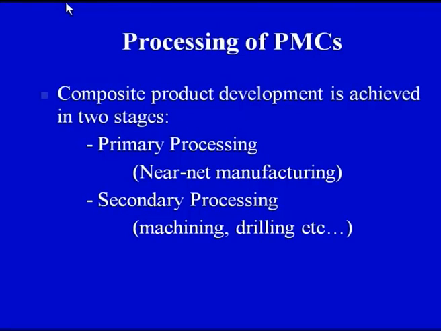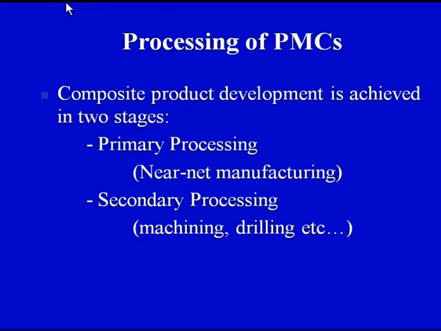So, let us now start our discussion on the classification of the processes or the classification of the primary processes for polymer matrix composites. Now, processing of polymer matrix composites can be broadly classified into 2 categories, primary processing and secondary processing.